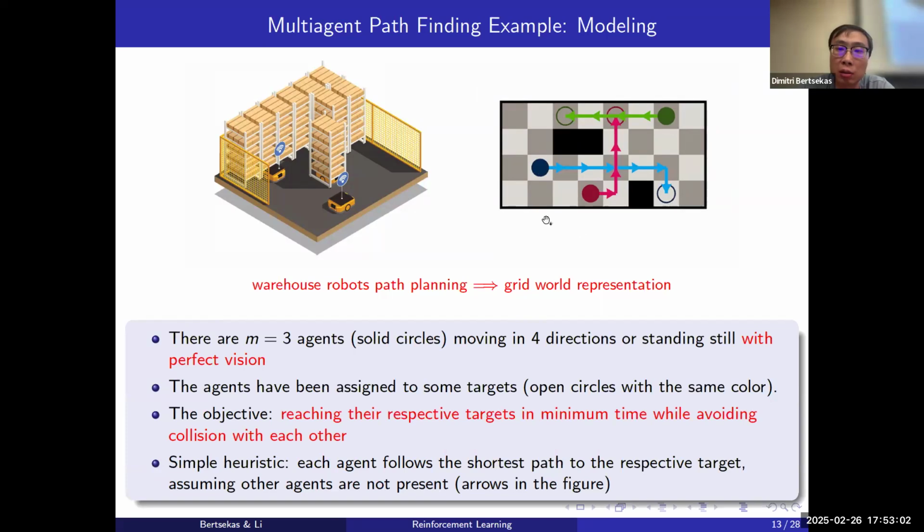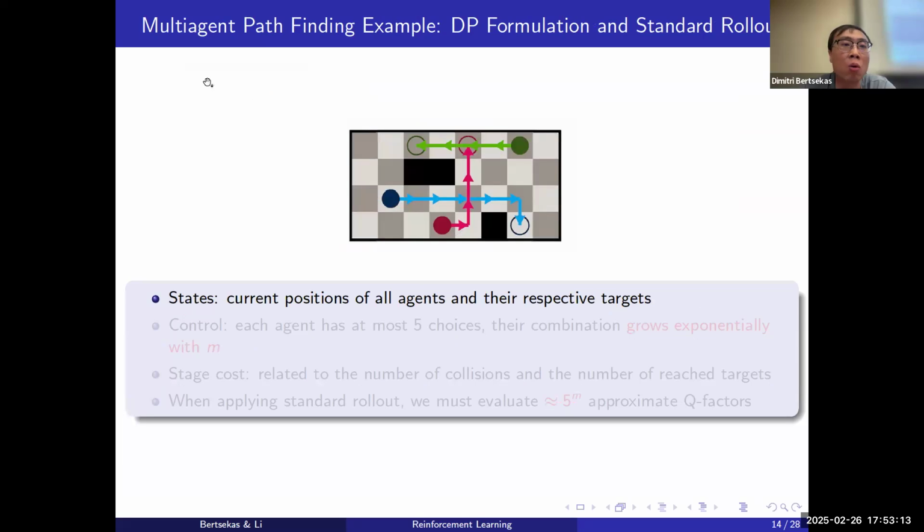So having modeled the multi-agent path finding problem using this grid world representation, let's see how we can formulate the problem by using dynamic programming. Given that all the agents share the information with perfect vision, we're not considering the case that this agent's view is occluded, so it cannot see that agent and those kinds of things. That would make the problem much more challenging.